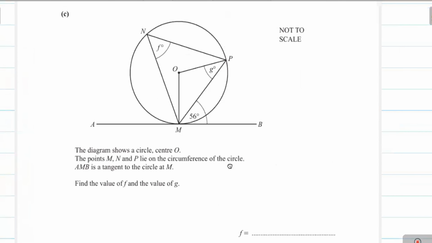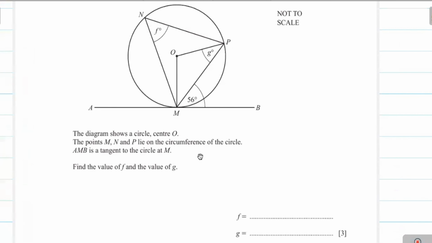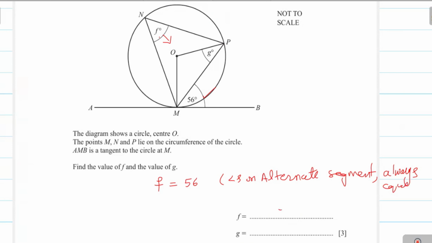Part C. The diagram shows a circle, center O, the points M and P lie on the circumference of the circle. ABM is a tangent. Find the value of F and G. Look here, the angle between tangent and chord is 56, and this F is the angle in the alternate segment. Therefore, F will be equal to 56 because the angles in the alternate segment are always equal. And the value of F will be 56.